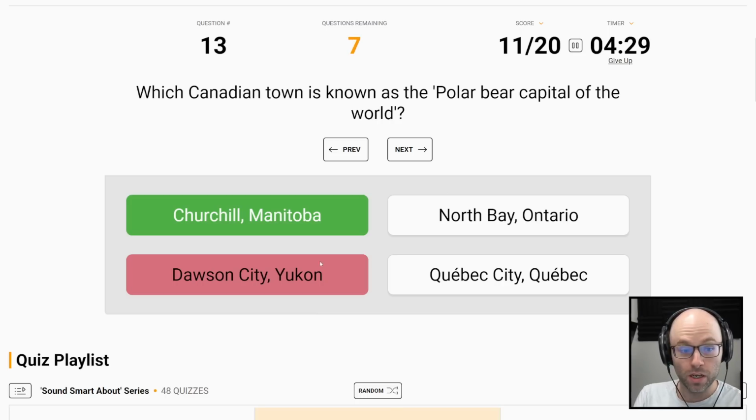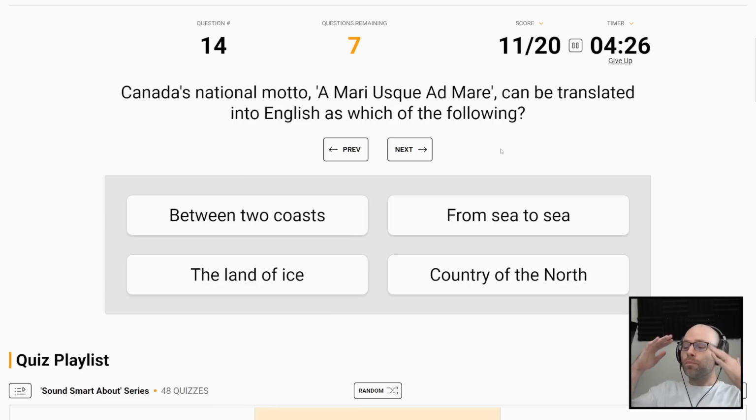What Canadian town is known as the polar bear capital of the world? Probably Dawson City. Churchill. How could Churchill, Manitoba be the polar bear capital of the world? It's not even like in the Arctic. It's cold. How could it be the polar bear capital of the world? It's on the Hudson Bay. It's got polar bears. You live in Churchill, you gotta carry like a rifle with you because there's polar bears. You're gonna tell me there's more polar bears in Churchill, Manitoba than there are in Dawson City? Maybe you're right.